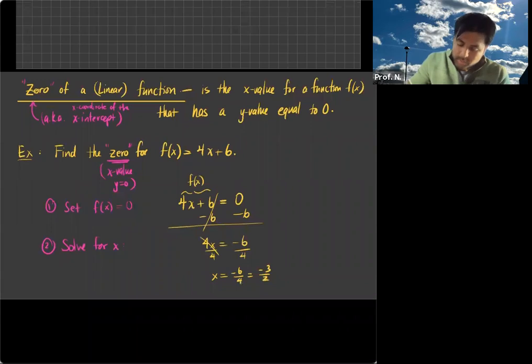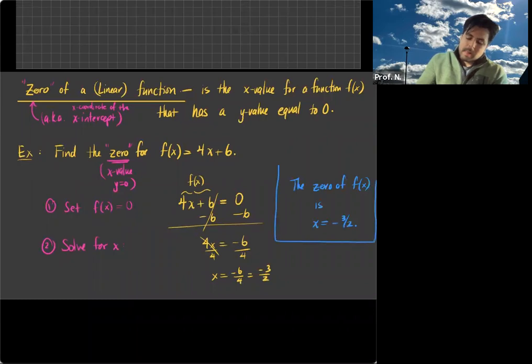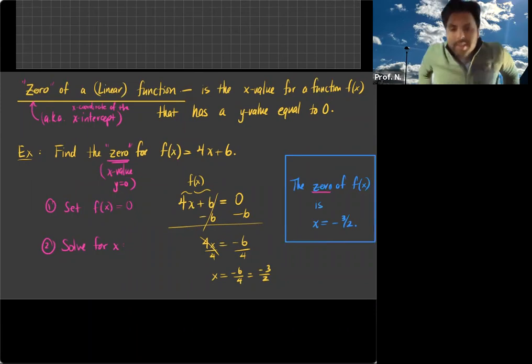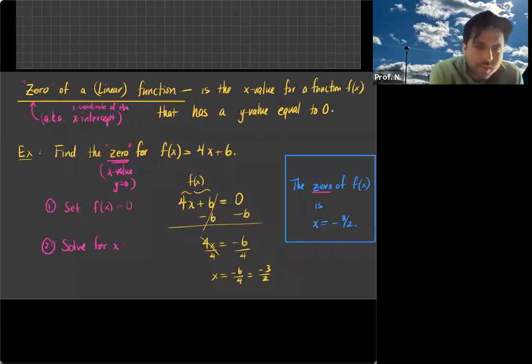So then what's the conclusion? The conclusion is the 0 of f of x is x equal to negative 3 halves. Okay, so the 0 of my function is when x equals negative 3 halves. Why is it the 0? Because when I plug it into the function, I get that my y value is 0. When you hear the word 0, you think about y equals 0. What's the x value that makes the y value equal to 0? So that's what the 0 represents.